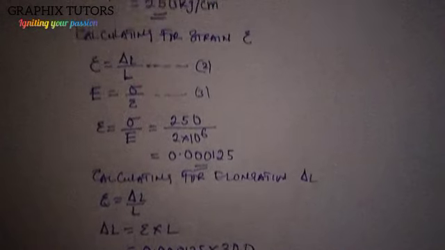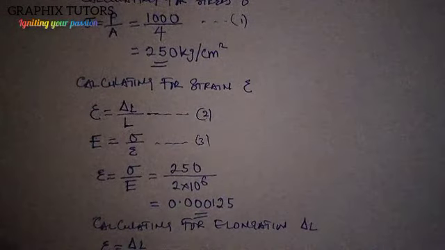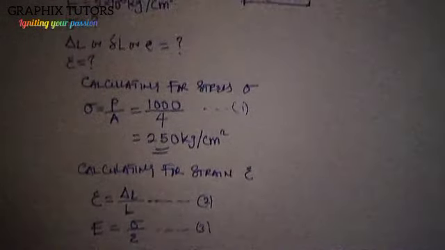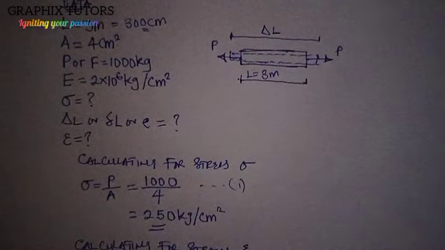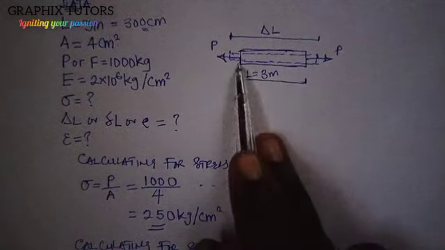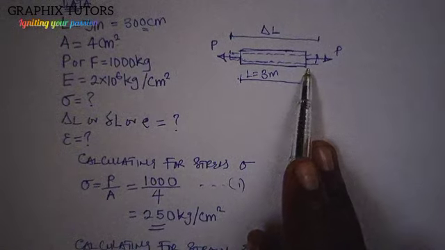Now this is just a bar or a rod that has uniform cross section. That means the area from the beginning to the ending is the same, right?